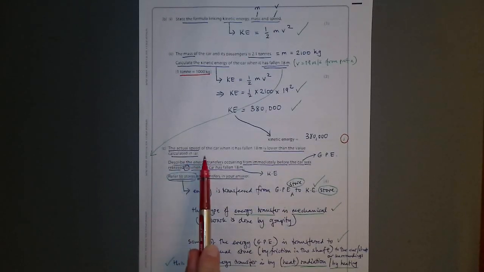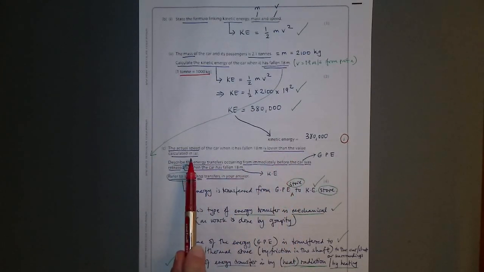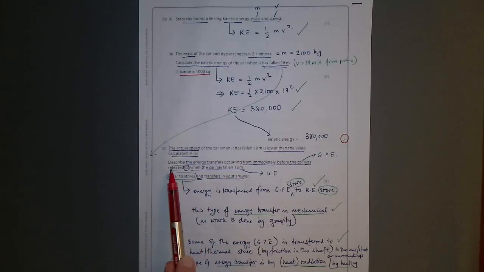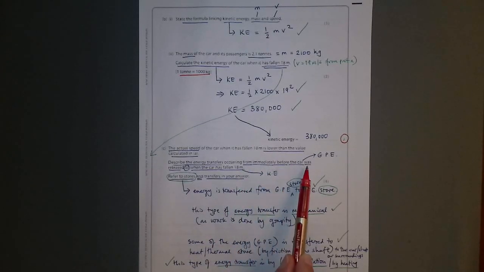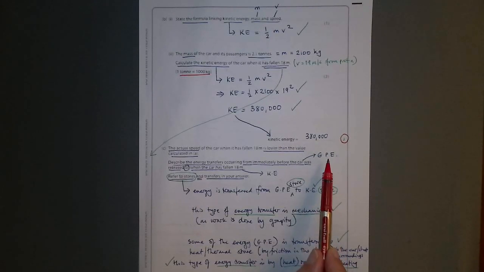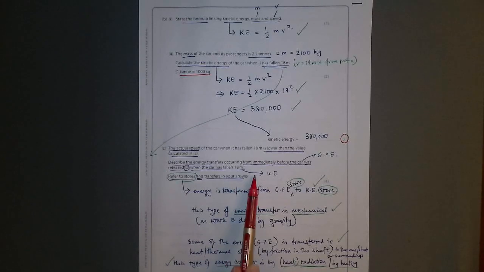Part C, it says the actual speed of the car when it's fallen 18 meters is lower than the value calculated in part A. So it'll be lower than 19 meters per second, it's saying. Describe the energy transfers occurring from immediately before the car was released, where it had gravitational potential energy. So it was potential energy just due to its position above the Earth, and it changes when the car has fallen 18 meters. Obviously, we thought it was all going to kinetic energy if we ignored the air resistance and friction.